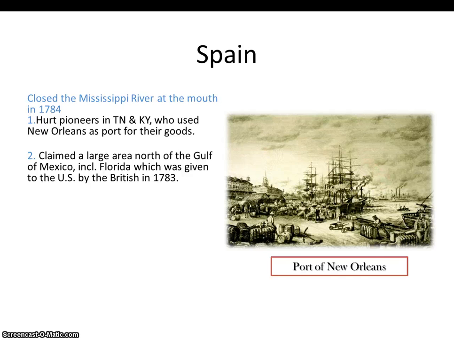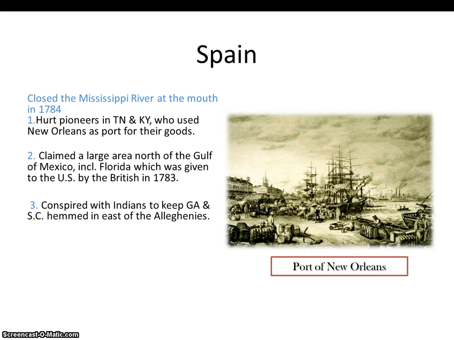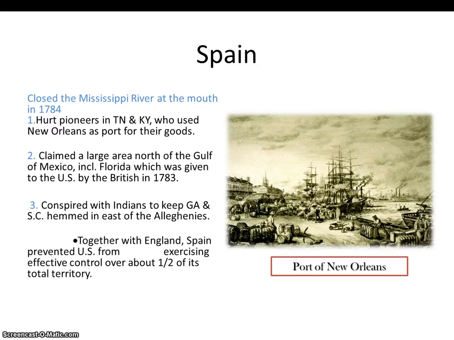They also claimed a large area of territory of the Gulf of Mexico, which included Florida, and they conspired with Native Americans to keep Georgia and South Carolina hemmed in and blocked in east of the Allegheny Mountains. Together with England, Spain prevented the United States from exercising control over about half of its total territory.